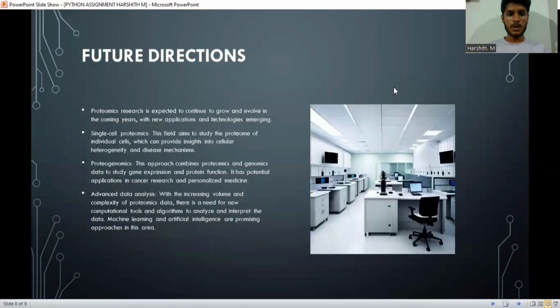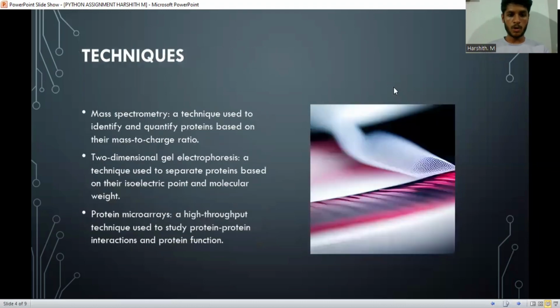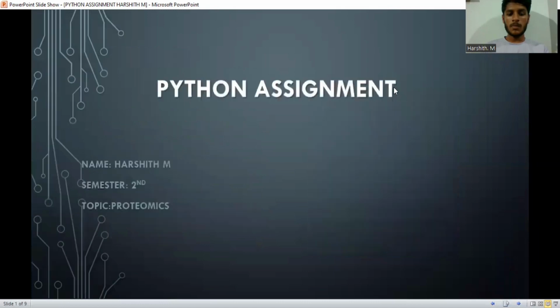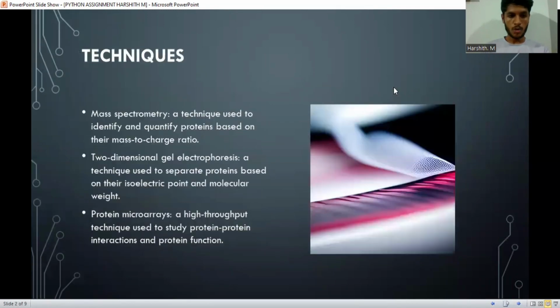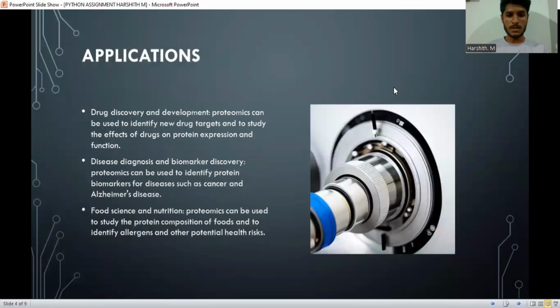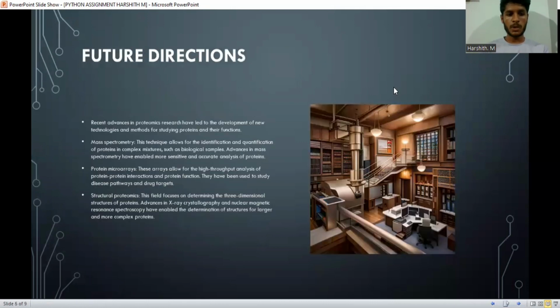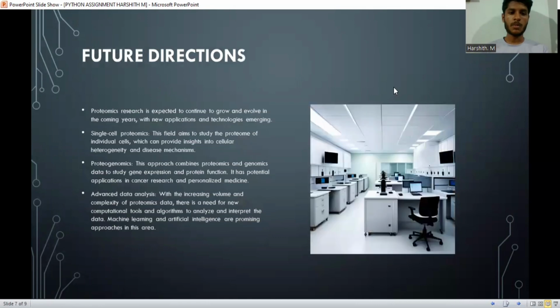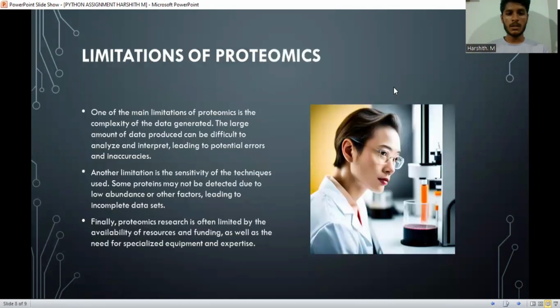In this topic, we got to know about proteomics: a brief note about proteomics, the techniques in proteomics, proteomics in drug design, applications of proteomics, future directions of proteomics, and finally the limitations of proteomics.